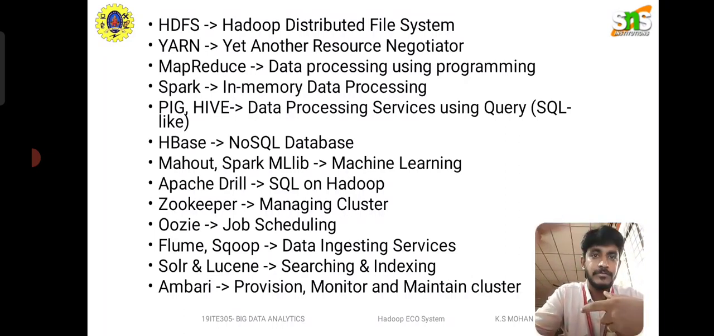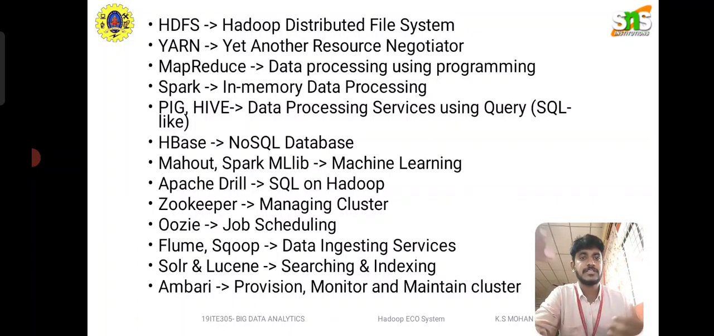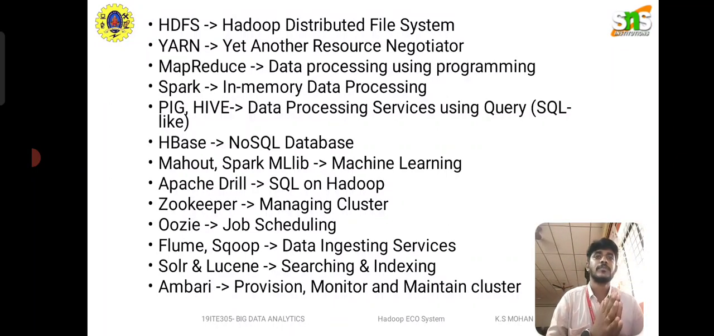Then job scheduling with Oozie is an important tool. Flume and Sqoop act as data ingesting services. Then for searching and indexing we have Solr and Lucene, popular tools for that. Then Ambari provides provisioning, monitoring and maintaining of the different clusters present in the Hadoop ecosystem. These are the keywords we use in the Hadoop ecosystem, and a wide variety of big data can be handled with its help.